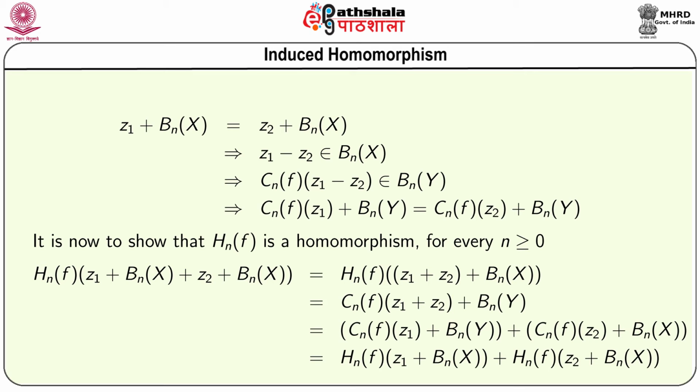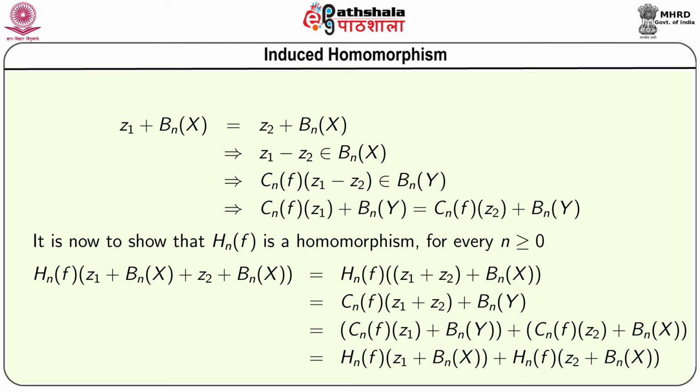It is now to show that Hnf is a homomorphism for every n greater than or equal to 0. Now, Hnf operating on the sum of two elements of Hnx, that is z1 plus Bnx plus z2 plus Bnx, will be equal to Hnf operating on z1 plus z2 plus Bnx, by the definition of addition in the quotient group. But that is equal to Cnf of z1 plus z2 plus Bny, by the definition of Hnf.